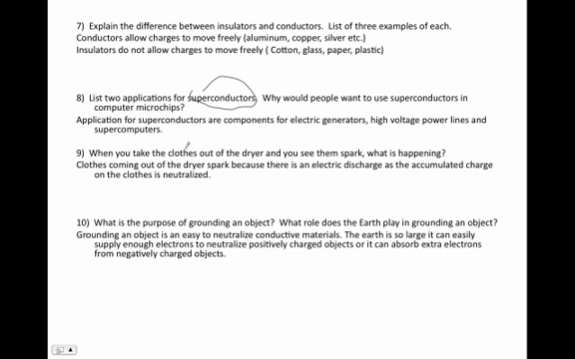When you take the clothes out of the dryer and you see them spark, what's happening? Clothes coming out of the dryer spark because there's an electric discharge as charge has accumulated on the clothes. What's the purpose of grounding an object? Grounding an object is a way to neutralize things, so the earth is large, so it can easily help dissipate enough electrons to neutralize something. So often cars have a little plastic thing hanging down from the bumper, if you've ever noticed, and that helps to ground the car, not to pick up any friction.